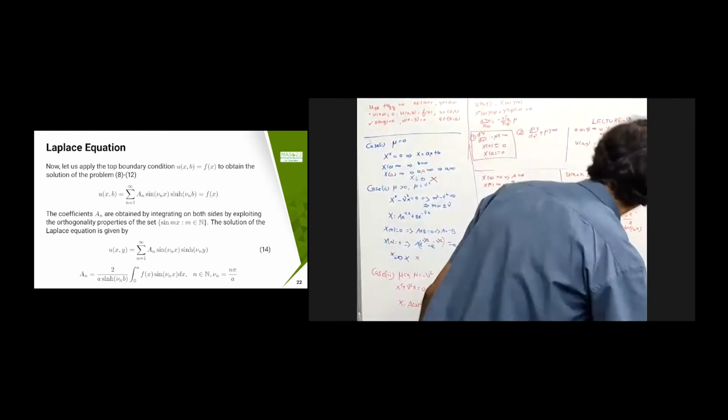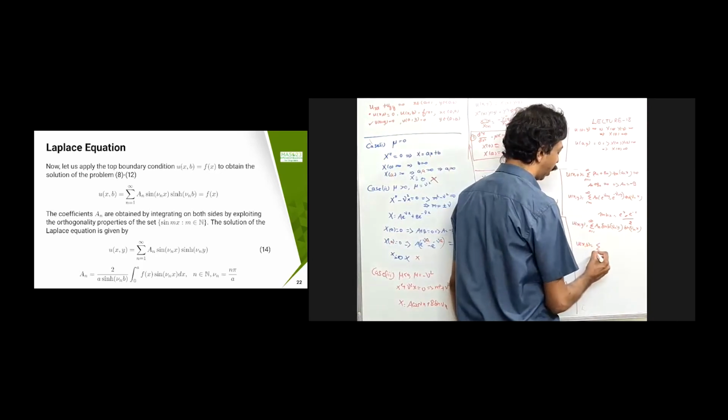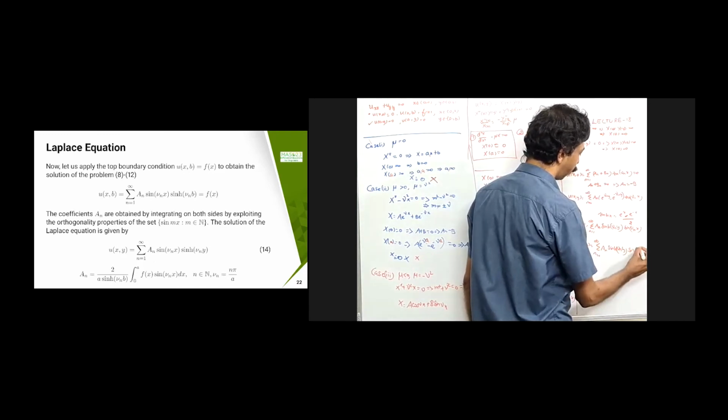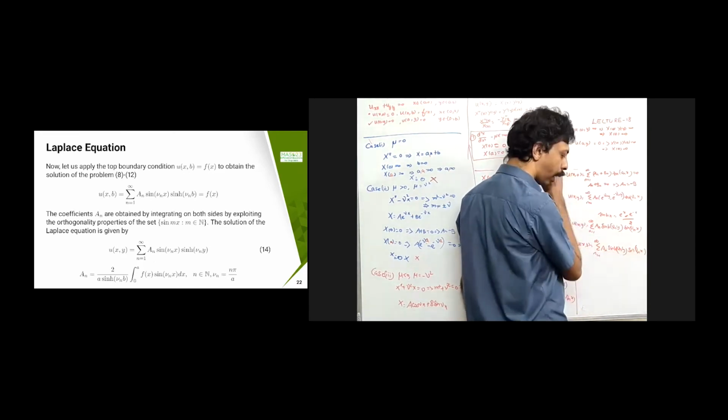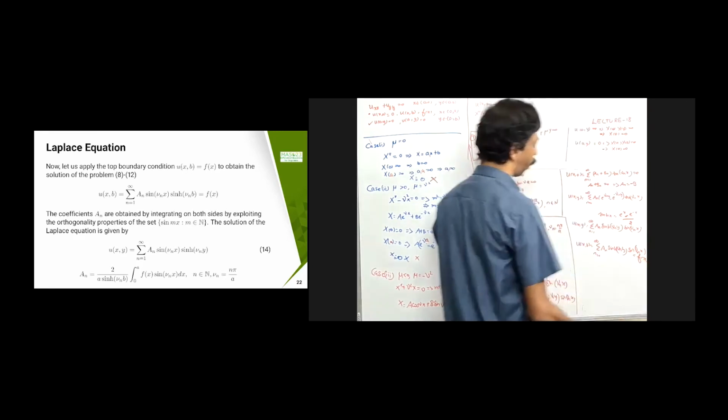So how do we calculate the an? We are left with only one more condition, which is u(x,b). If I substitute u(x,b), then we are going to get the summation n equal to 1 to infinity of an sinh(νn b) into sin(νn x), and this is equal to f(x). Again you use the Fourier sine series expansion. Using that you can calculate the values of an sinh(νn b).